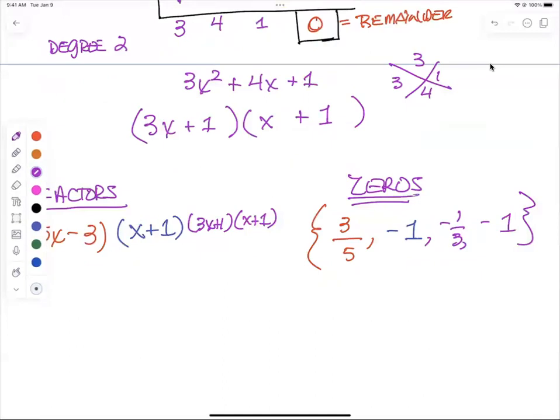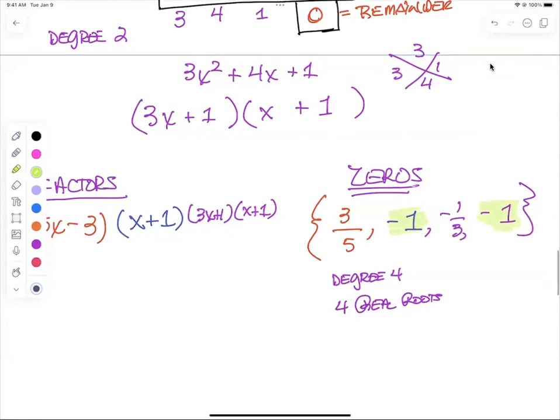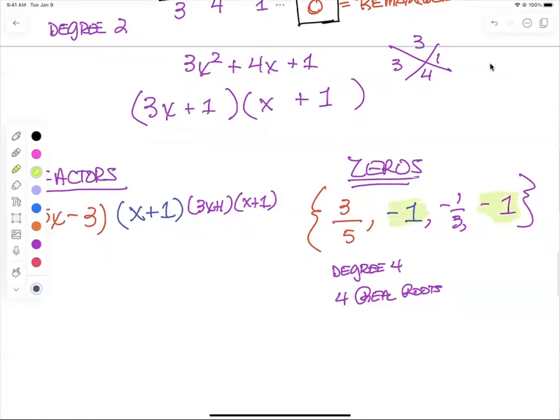I had a degree 4, and one of the combinations would be 4 real roots. So I had 4 real roots. -1 is occurring twice, but even though it occurs twice, it still counts as 2 roots. So that is a complete problem.